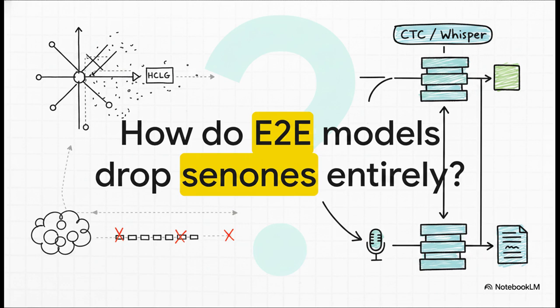But the cutting edge? It's rapidly moving toward end-to-end architectures, things like CTC models or OpenAI's Whisper. These completely wild architectures are attempting to drop the hidden Markov model entirely. They are skipping the senones, skipping the strict frame-by-frame alignments, and trying to map raw audio straight to text. Understanding the DNN-HMM hybrid we just went over shows you exactly why getting rid of those alignments is such a massive, earth-shattering paradigm shift. Keep that in mind as you head back to your desks.